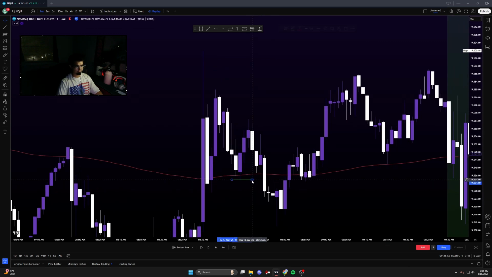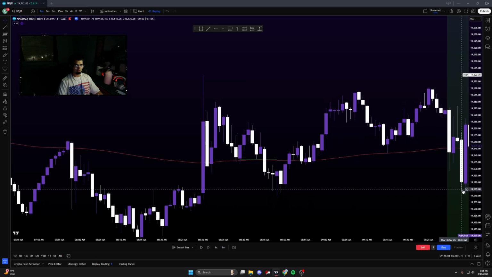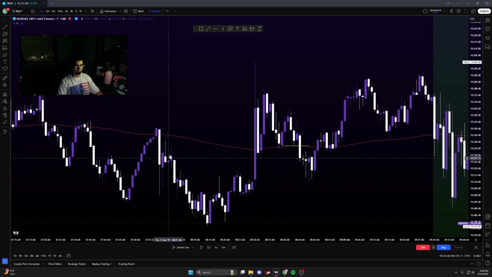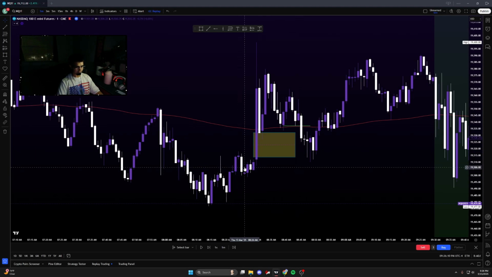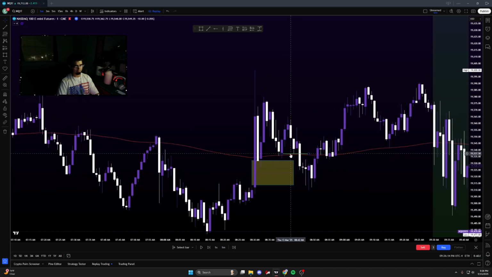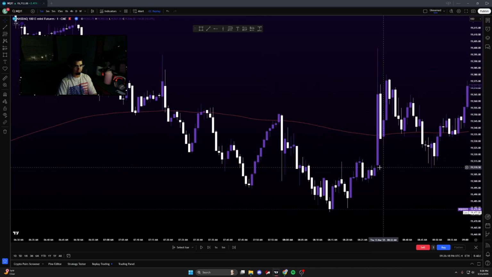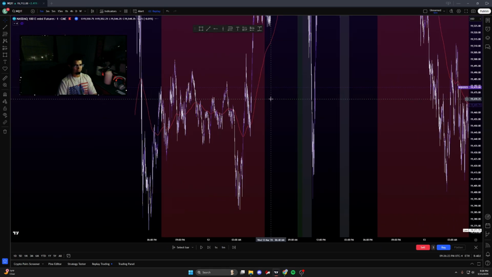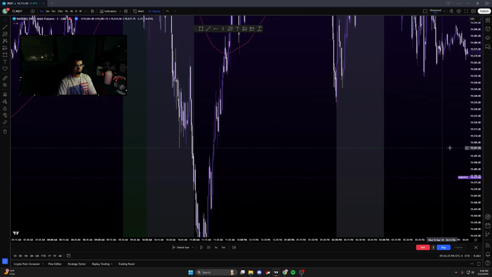Now we have a breaker structure right here once we see the close beneath this low right here. But what we also have beneath this breaker structure is not only a fair value gap, we also have two order blocks right beneath it. So it's easy to see a breaker structure that is not valid, and it's easy to see a breaker structure that is valid. Let's find another example of a valid breaker structure.